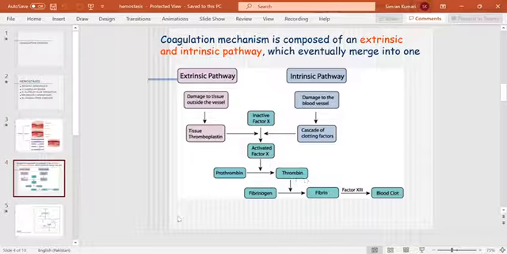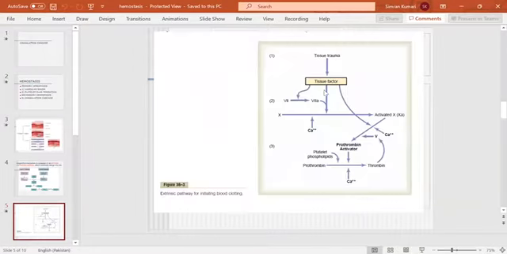So first we'll talk about the extrinsic pathway. The extrinsic pathway gets activated whenever there is any trauma to the vessel wall, or in other words, when the injury is outside the vessel. So the damaged tissue, or you can say the damaged vessel, secretes this tissue factor, which is factor number 3, also known as thromboplastin.